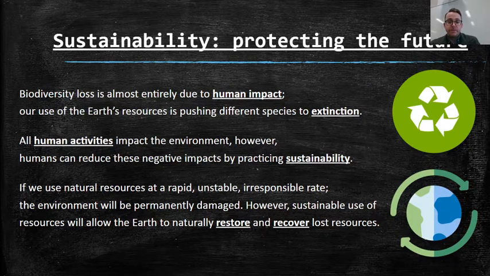Sustainability, protecting the future. So we know what it is, we know why it's bad, and how we're causing it. What can we do about it? Well, biodiversity loss is almost entirely due to human impact, which is bad, but it means there's only one problem, so we can come up with a solution.